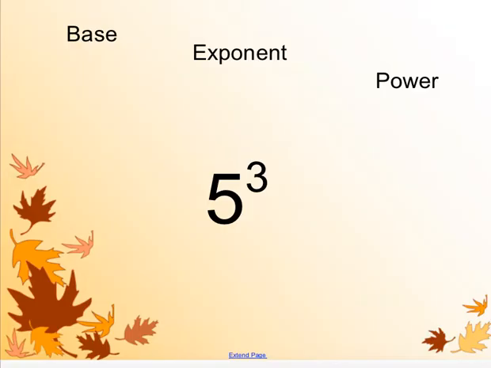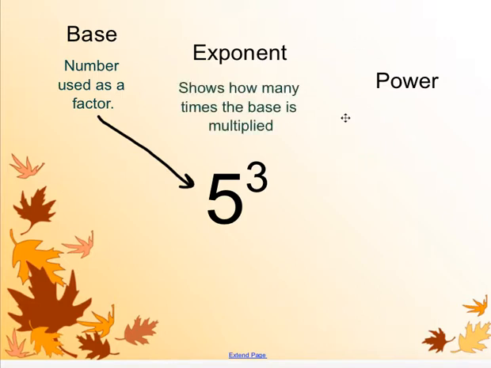So if we look at 5 to the third, we would say the base is the number used as a factor. We're saying, what number am I wanting to multiply together multiple times? So in this case, the base is 5. An exponent, we define as showing how many times the base is being multiplied. In this case, it's 3. That base of 5 is being multiplied by itself 3 times.